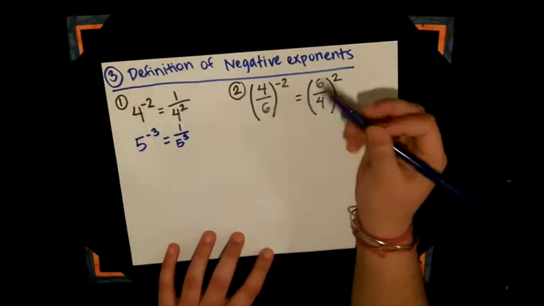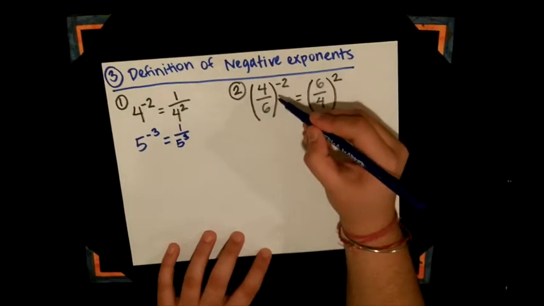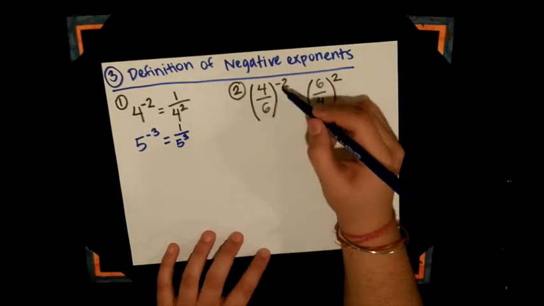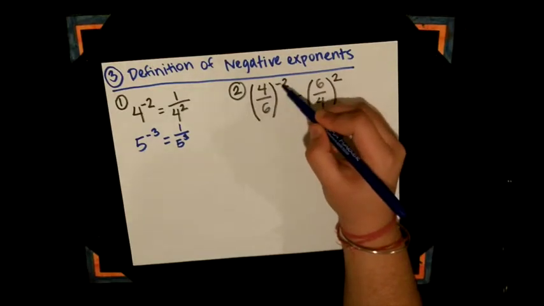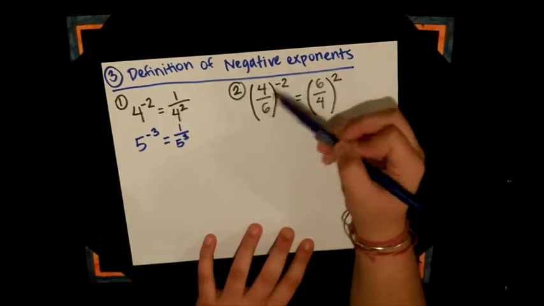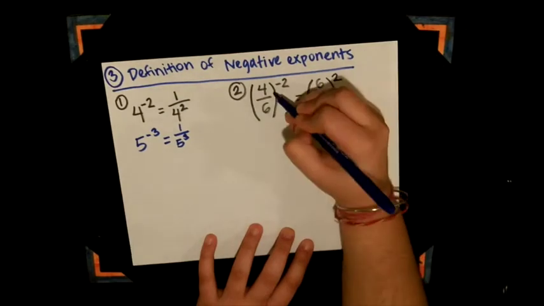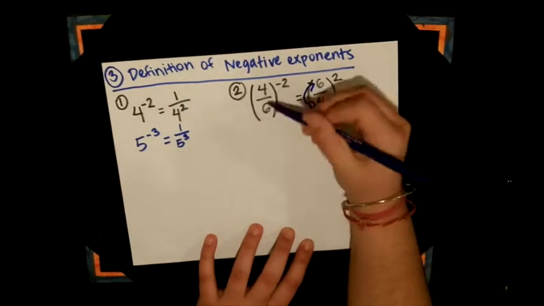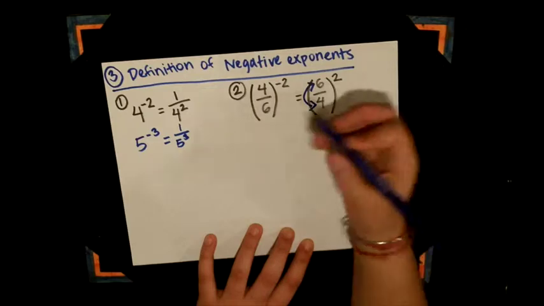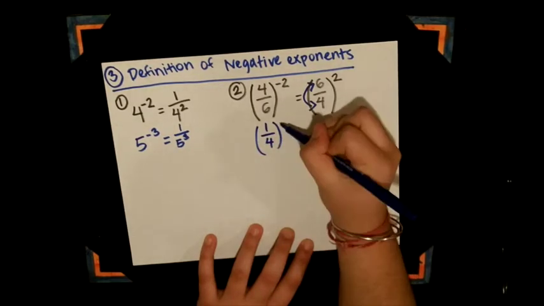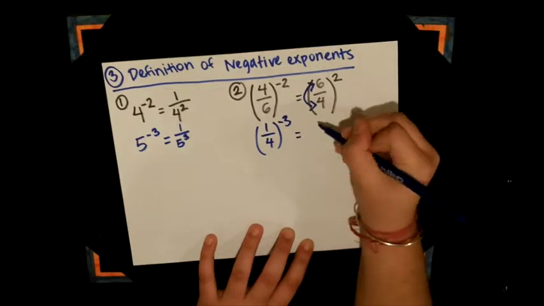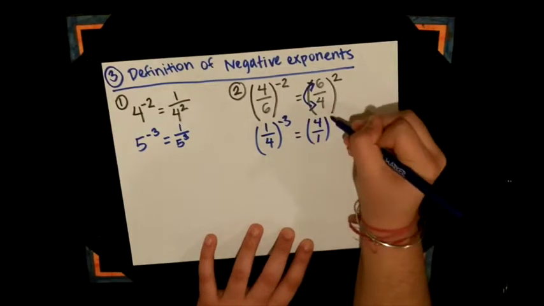Number 2. 4 over 6 to the negative second power doesn't work either. So, it's changing to 6 over 4, which is flipped. The numerator and denominator get flipped, and the exponent becomes positive. Here, let me show you another example. 1 over 4 to the negative third power equals 4 over 1 to the third power.